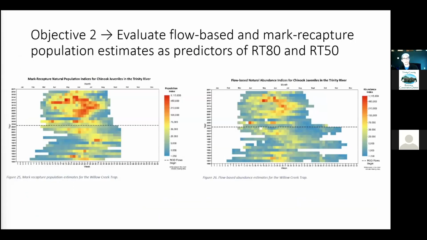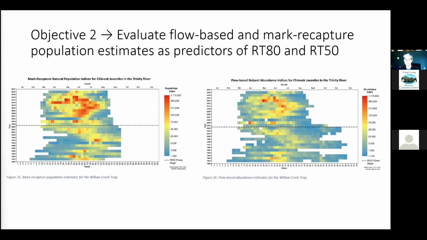Okay, let's move on to our next objective, which was evaluating the flow-based and mark recapture population estimates as predictors for the RT 50 and 80. On the left, that figure shows the mark recapture population estimates for the Willow Creek trap, and on the right is the flow-based estimates. You'll notice that right in the middle, in the post-rod section, you see a lot more red than in the flow-based.